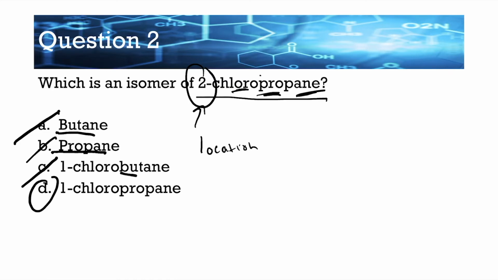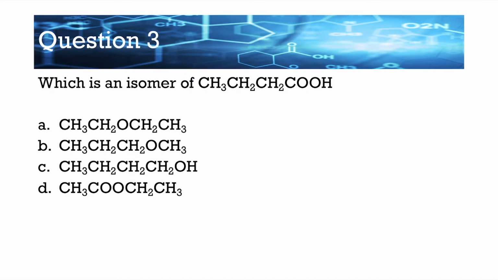And so the answer is D, because now that chlorine is at the first carbon instead of the second carbon. Okay. Number 3 says which is an isomer of this compound. So they gave you the condensed formula to be obnoxious. So what you would want to do is figure out what the molecular formula is.